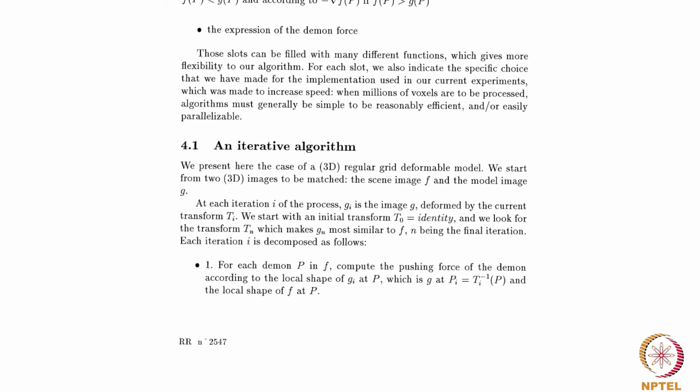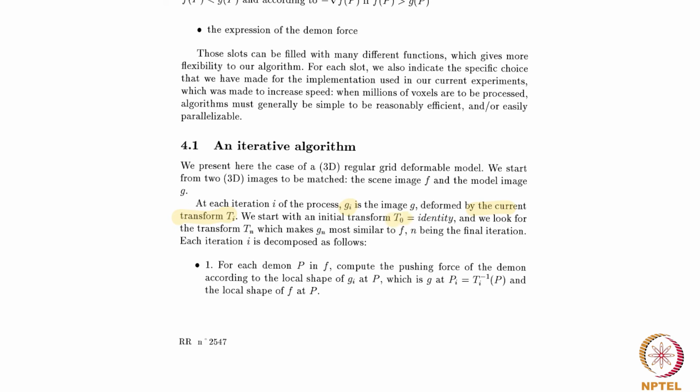So at each iteration i of this process, as we saw, we have to estimate the velocity v. In this case, G is the moving image which he calls the model, and F is the scene image which is basically the fixed image, and G subscript i is nothing but the image G defined by the current transform Ti. So i is the iteration index.